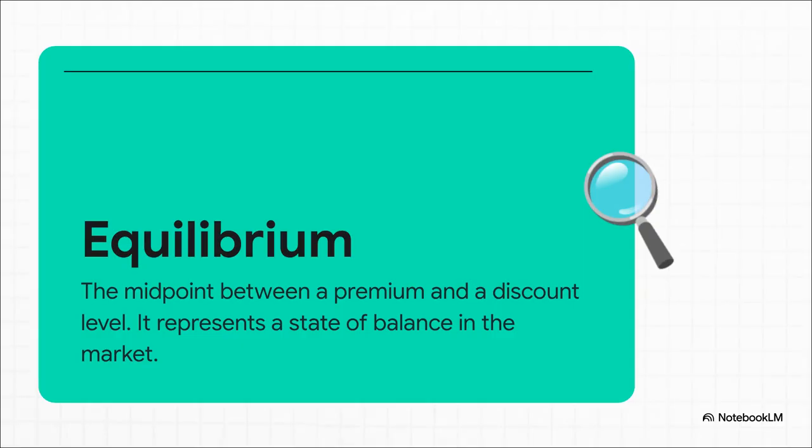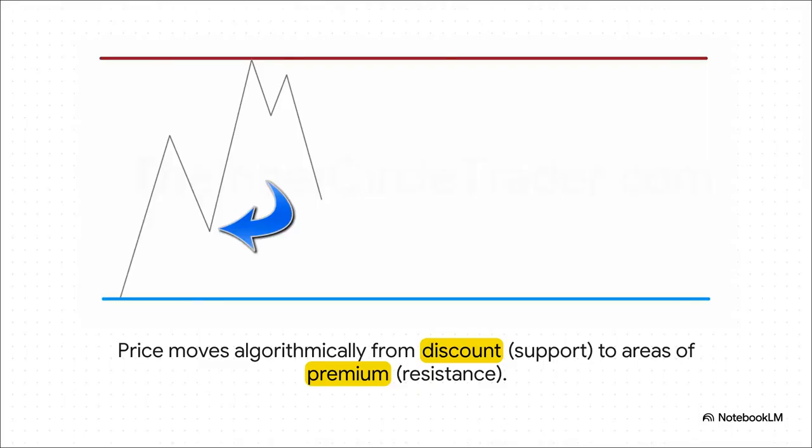And right in the middle, the dividing line between those two zones is what we call equilibrium. This is the fair value price. It's a point of perfect balance. The market engine's job is to move price away from this balance point, pushing it up into a premium or pulling it down into a discount. That's what creates the moves we trade. And this visual here really says it all. At its core, the market algorithm is programmed to do one thing: move price from those cheap discount areas, your support, up towards the expensive premium areas, your resistance. It's a continuous delivery cycle.